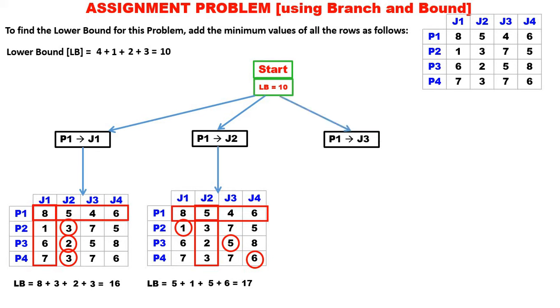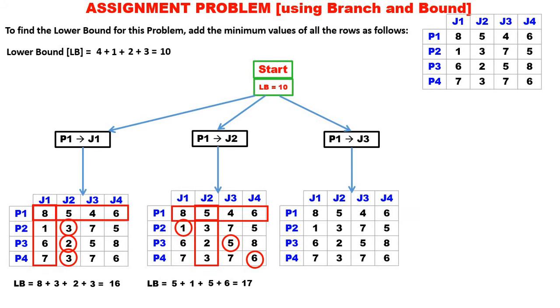P1 should be assigned to J3. Yes, P1 assigned to J3. So we shall see how actually it happens. P1 assigned to J3, it is 4. Very good. Same column, no assignment. Same row, no assignment. And 4 should be added to the lower bound.